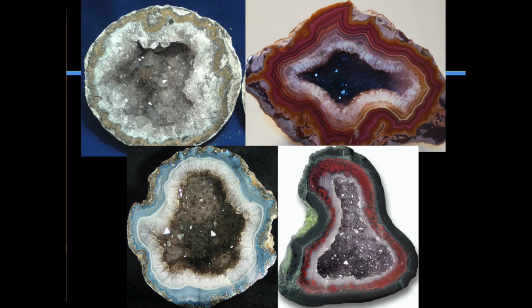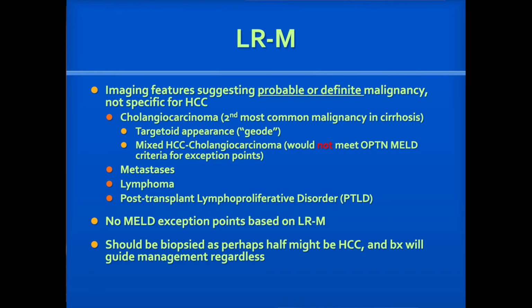Cholangiocarcinoma is, of course, the second most common malignancy in patients with cirrhotic livers. It would be classified as LRM, meaning likely malignancy, but not specific for HCC. And other LRM masses might turn out to be metastases or lymphoma. You do not get MELD exception points for an LRM classification, and this would certainly be an indication for a biopsy. For example, we also see tumors that are mixed HCC and cholangiocarcinoma.